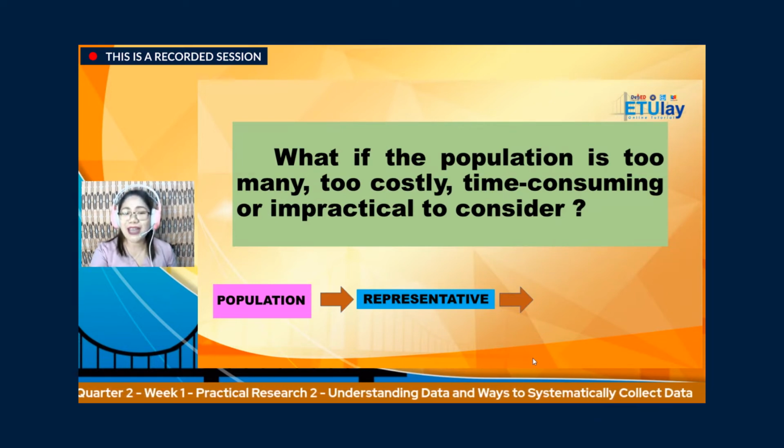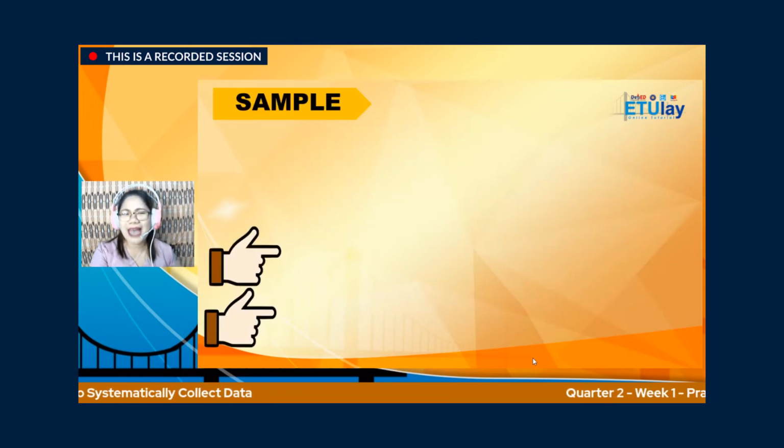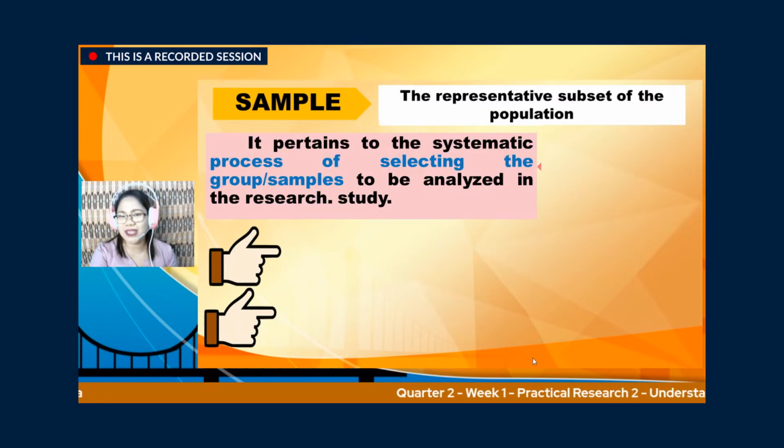So, nag-choose tayo ng tinatawag na representative. So, if we're going to relate that to research, tinatawag naman natin siya na sample. So, what is sample? Sample is actually the representative subset of population. What is this subset of population na tinutukoy natin? Ito yung mga nilimit mo na member or individual na magpa-participate ngayon doon sa iyong napili or na come up na research.